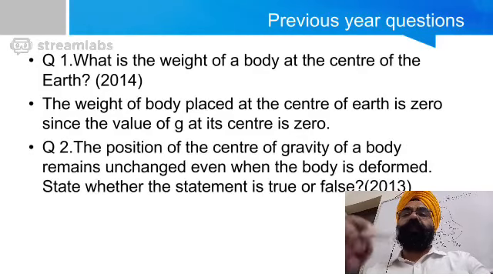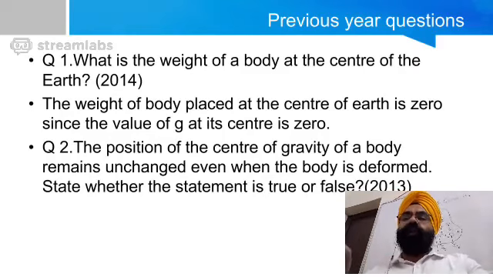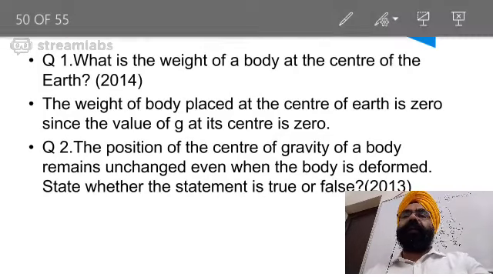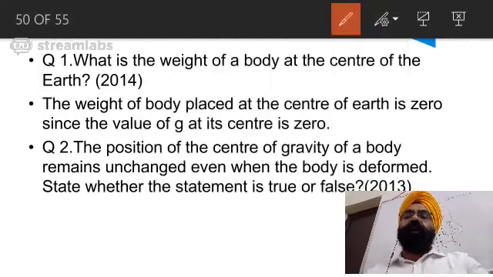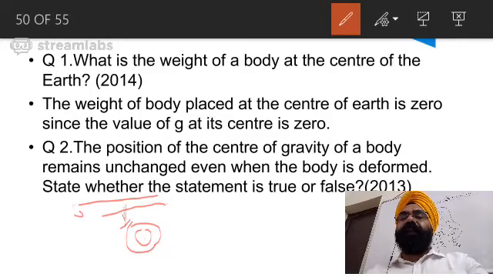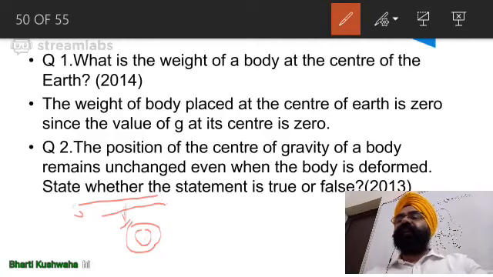The second question they ask is, the position of the center of gravity of a body remains unchanged even when the body is deformed. State whether the statement is true or false. We have already done that example, okay. The example was of a rod and then bending the rod to form a ring. We saw in both the cases the center of gravity was at the midpoint of the rod, and now it comes at the center of the ring. So as soon as the shape changes, the mass distribution changes, and immediately the center of gravity also changes.